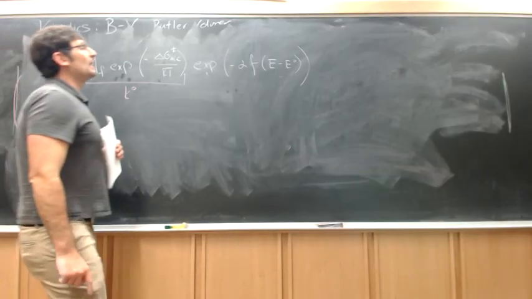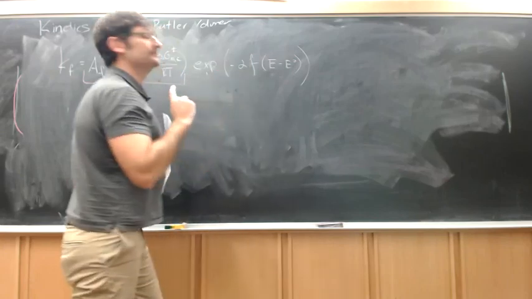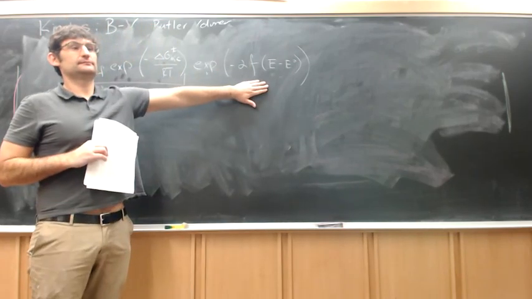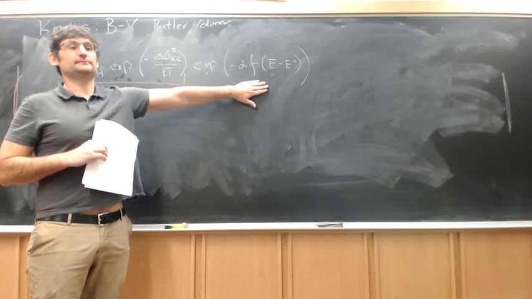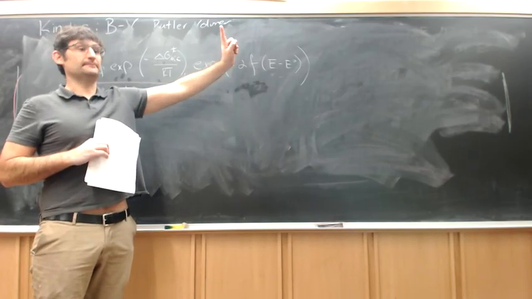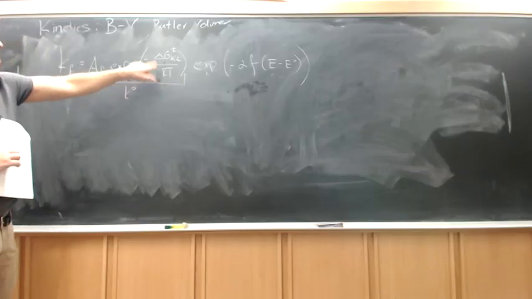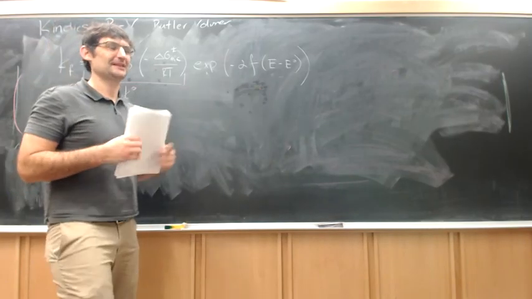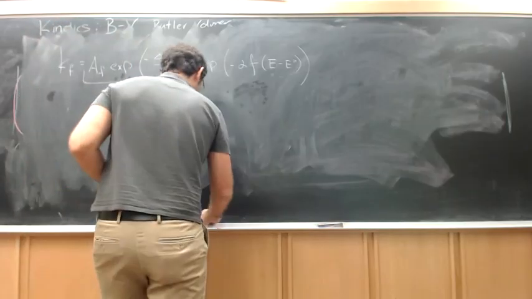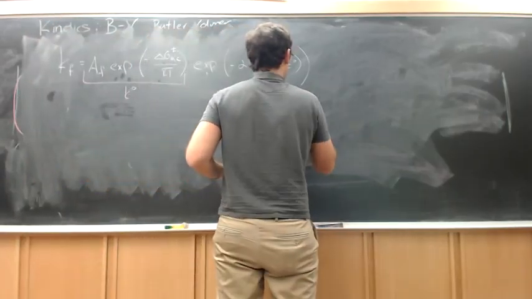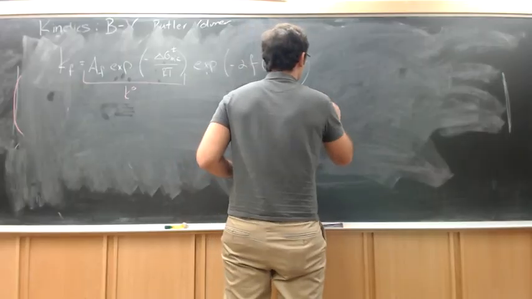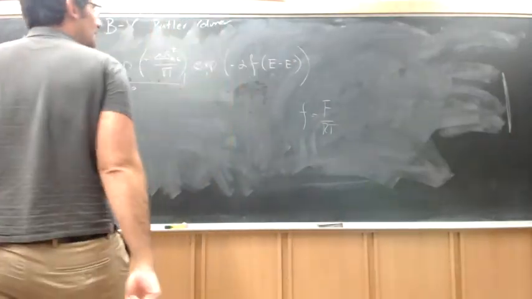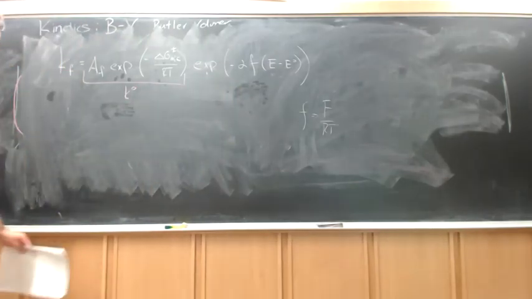Why? Because when E goes to E naught, what happens to this term? If E is equal to E naught, it goes to 1. And so this term doesn't depend on potential. This is K naught, the rate constant under standard conditions. And then F is just a shortcut. This curly F is just big F over RT. That just helps us out a little bit, keeping the notation more compact.